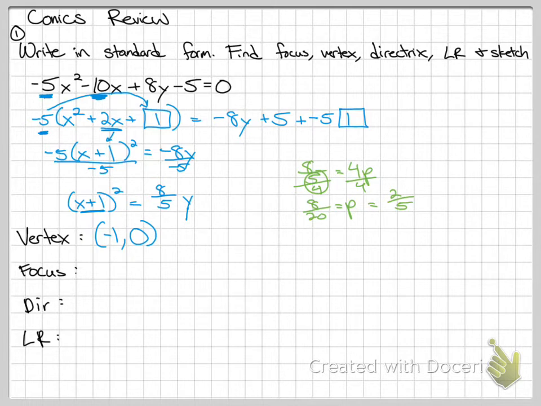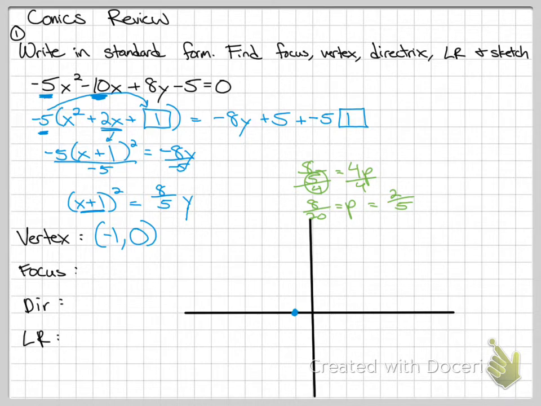So, what do we know about our parabola? Let's set up some axes. We know the vertex is at negative 1, 0. We know it's x squared. So x squared is a parabola that goes up and down. Those are the ones you've seen since Integrated 1. So x squared goes up and down. The 4p is positive, so it is going to open up.